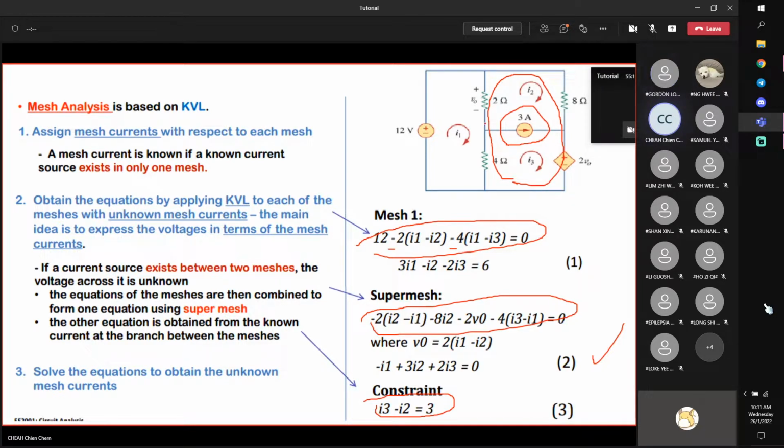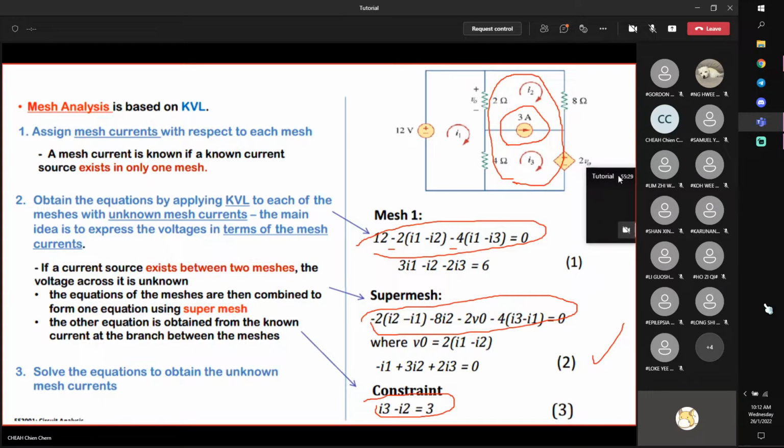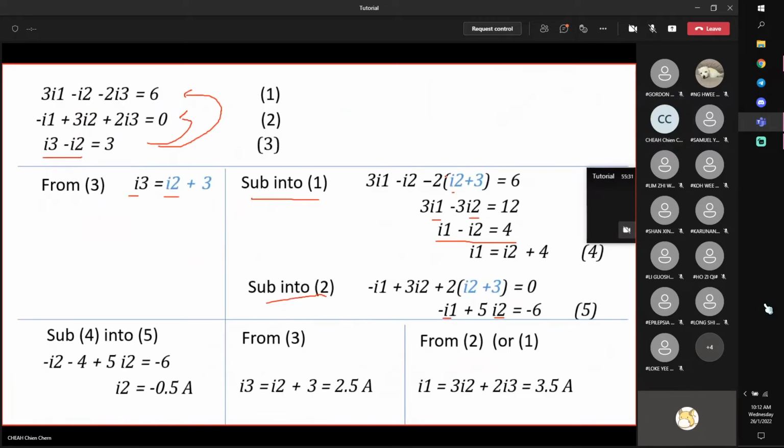Right, so super mesh is basically to go one big round, avoiding the branch with the unknown voltage and cannot be expressed in terms of the mesh current, right? Any questions? Someone want to ask something? Okay, if not, we move on.